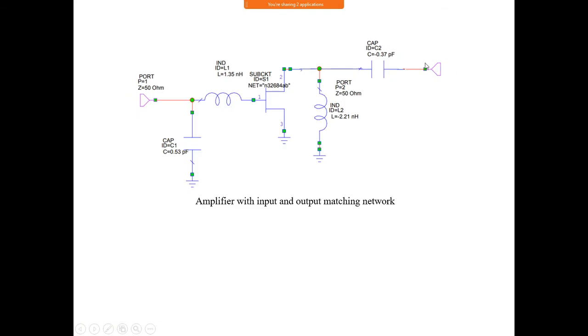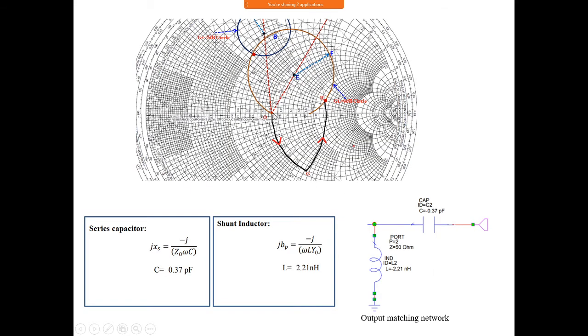You should start from here, impedance 50 ohm, and add this component first and then the next one. You see which circle is passing through this point. Some conductance circle is passing through this point, and it is intersecting the R equal to one circle here. Take a circle passing through this point, which intersects with the R equal to one circle.